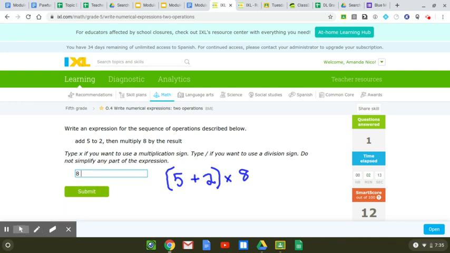So if I have 8 parentheses 5 plus 2, okay, that means 8 times the sum of 5 and 2.